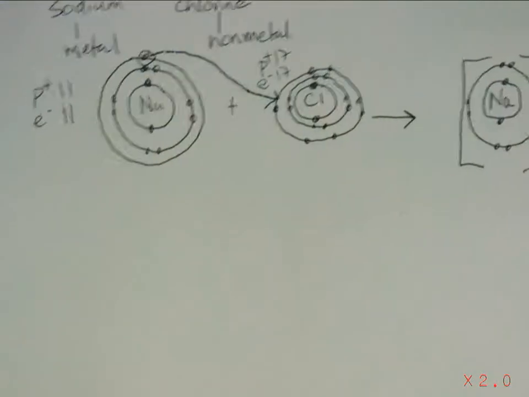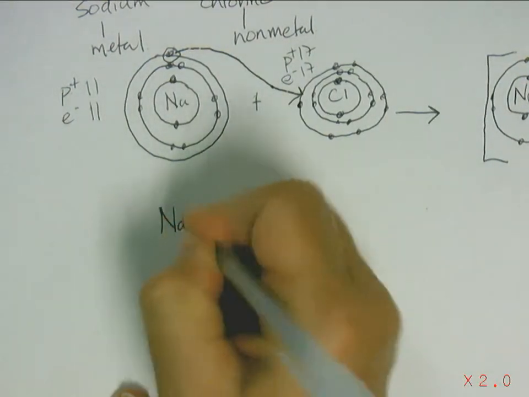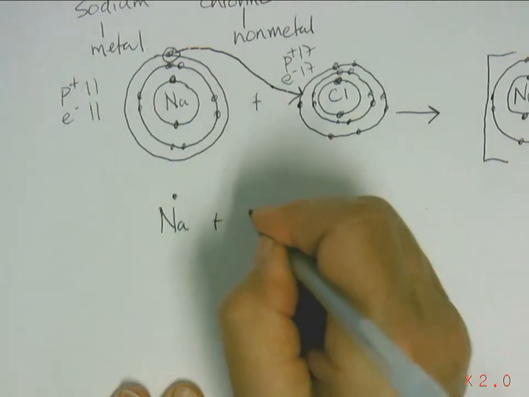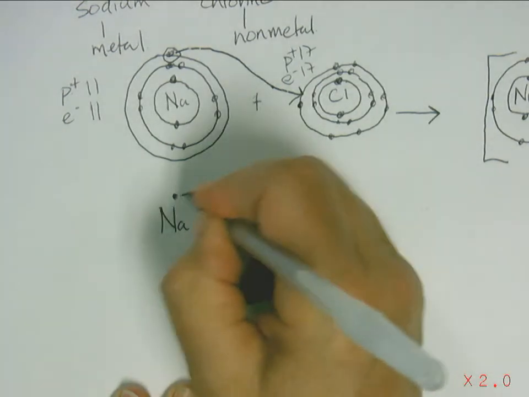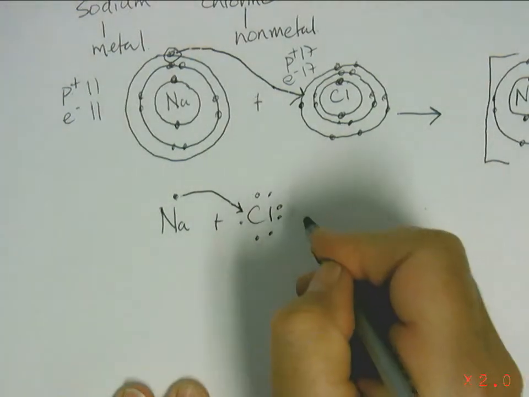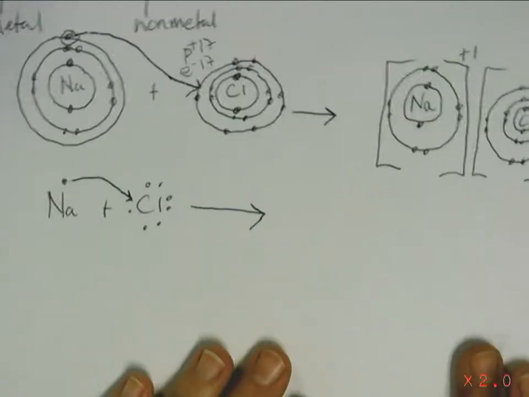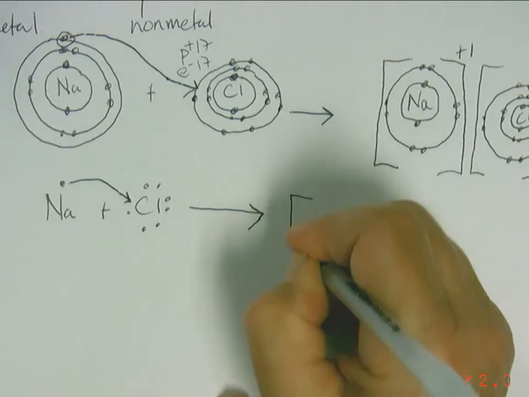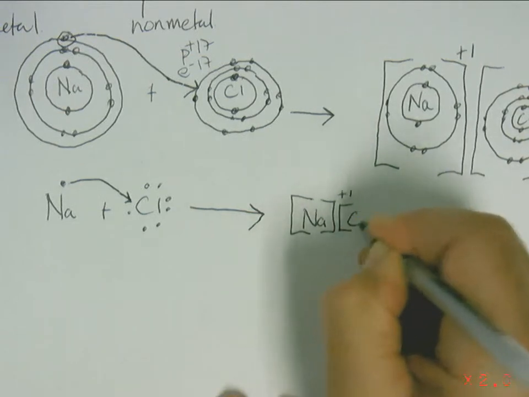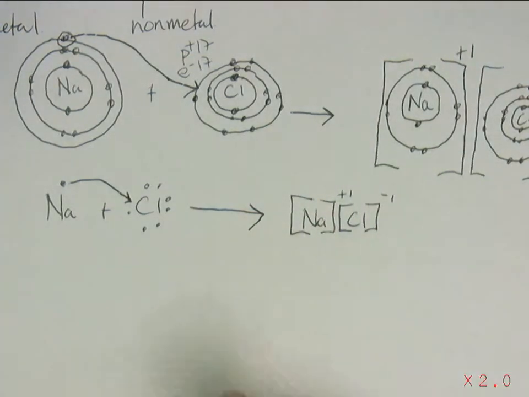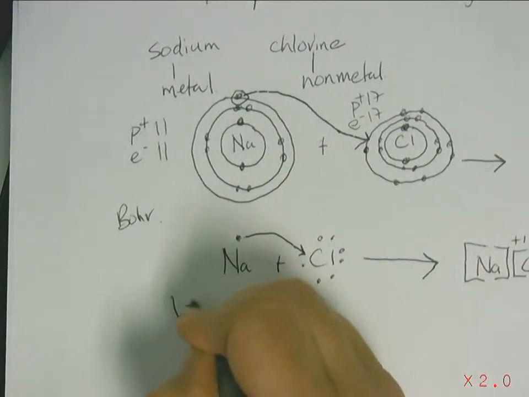So while we're at it, instead of Bohr, let's do a Lewis diagram. Here's an atom of sodium with its valence electron, an atom of chlorine with its 7 valence electrons. We can show the transfer using an arrow. This arrow here means produce. And then we get sodium chloride. So this is the Bohr diagram for the formation of that compound, and this is the Lewis.